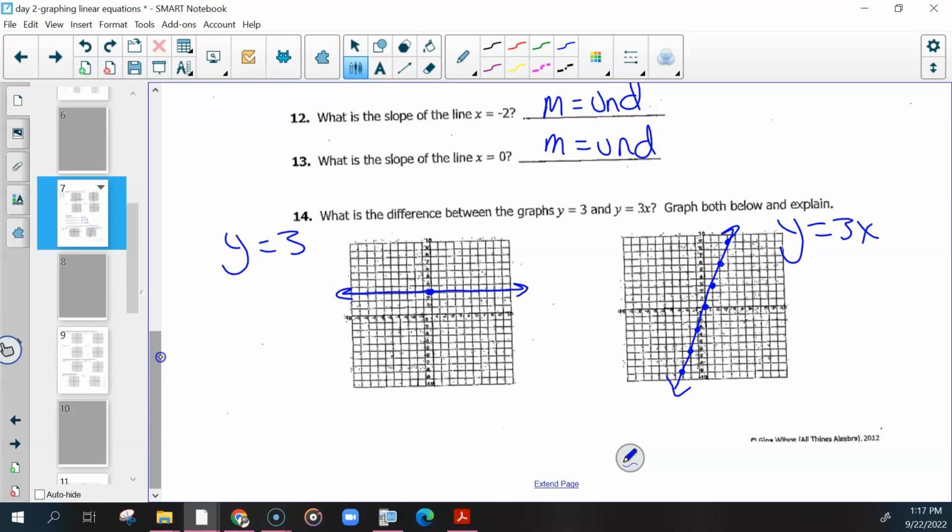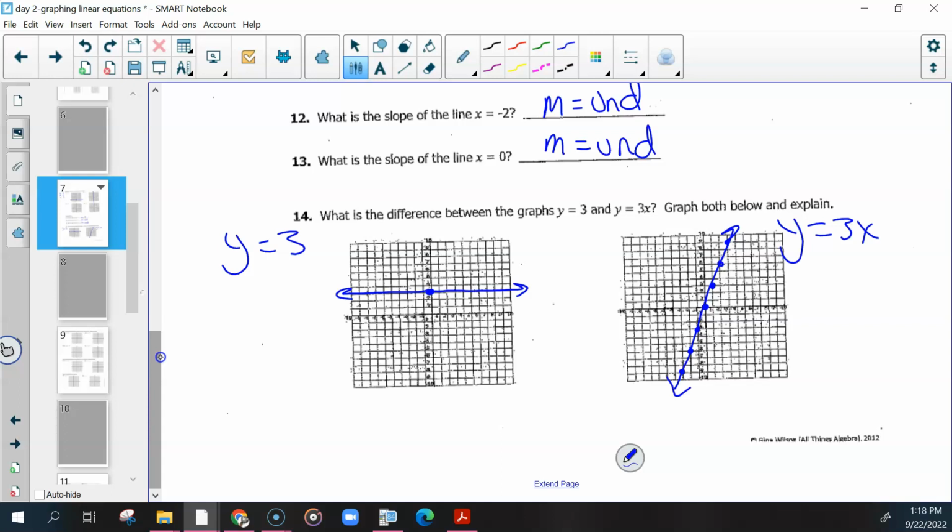What about x and y intercepts? Are there any differences there? Julia? The y-intercept on the first one, yes, and then the second one is 0. So they have different y-intercepts, yes.